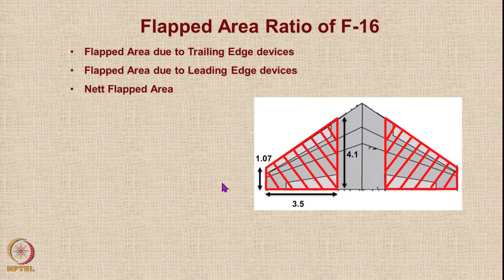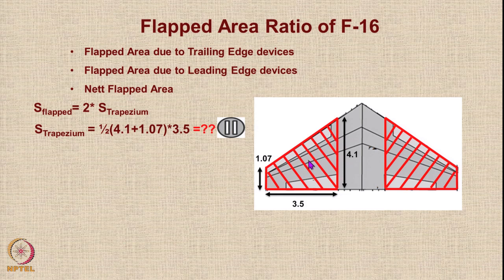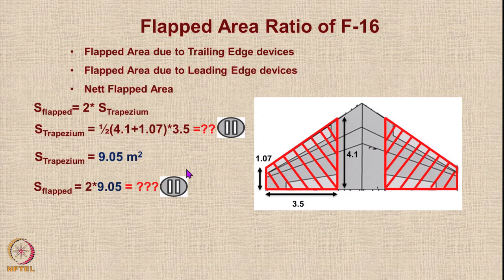So, the area of the flaps will be twice the area of each of these trapezia. The area of one trapezium would be half of the sum of the two parallel sides times the distance between them. So, please pause the video and calculate the value of each trapezium area, that is going to be 9.05 square meters. So, each of these areas is 9.05 square meters. The total flapped area is actually going to be double of this. So, 2 into 9.05, please calculate the value. The answer is 18.1 square meters.